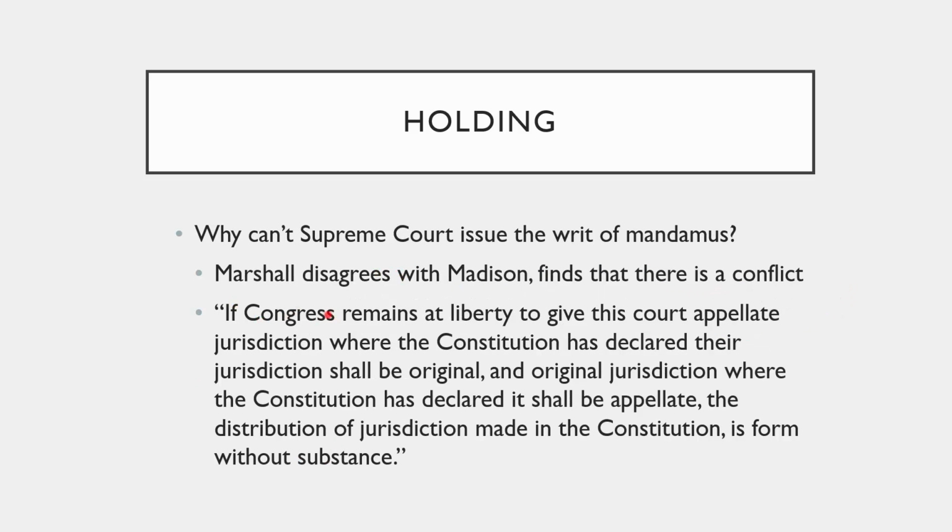According to Marshall, Congress can't be in the business of expanding or contracting the powers of the Supreme Court in a way that doesn't follow the Constitution. If Congress remains at liberty to give this court appellate jurisdiction where the Constitution is declared the jurisdiction shall be original, and original where the Constitution is declared to be appellate, the distribution of jurisdiction made in the Constitution is in form without substance. In other words, there should be no modification that Congress can make to the Constitution's grant of authority to the Supreme Court.